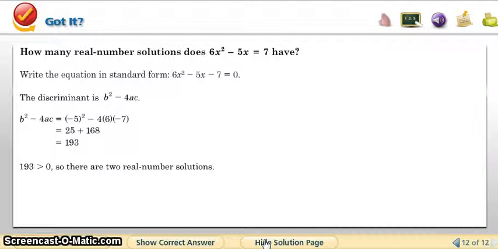There are not 193 solutions. That is just the discriminant. That is the number under the radical sign. And because it's positive, I can take the square root of it. That means I'm going to get 2 real number solutions out of that quadratic equation. Make sure you have the quadratic formula, the discriminant formula, and all the information that goes along with each of those before you return to class, so we can look at some more examples and more in depth.